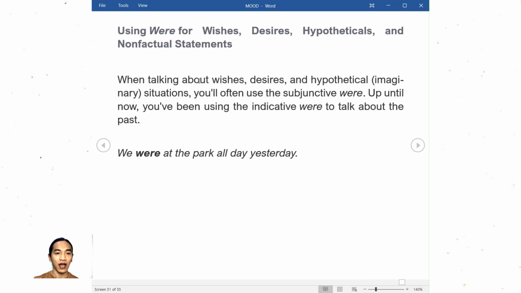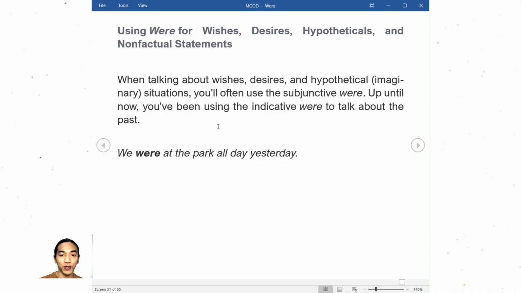Okay. Now, using were for wishes, desires, hypotheticals, and non-factual statements. When we are talking about wishes, desires, and hypothetical situations, you'll often use subjunctive were. Up until now, you've been using indicative were to talk about the past. Okay, we were at the park all day yesterday. So this is an indicative sentence.